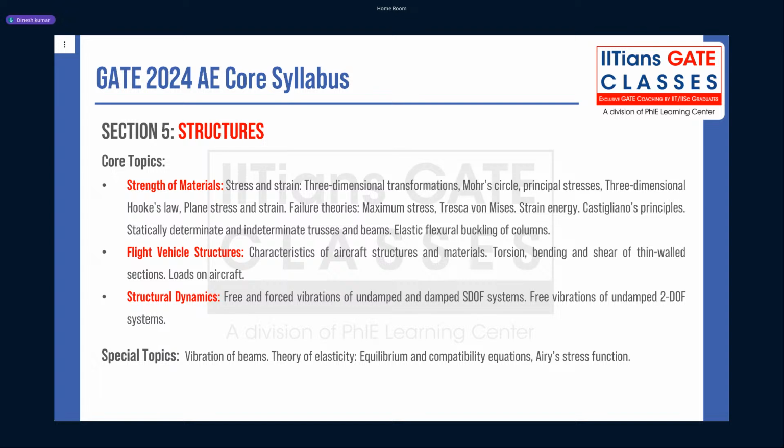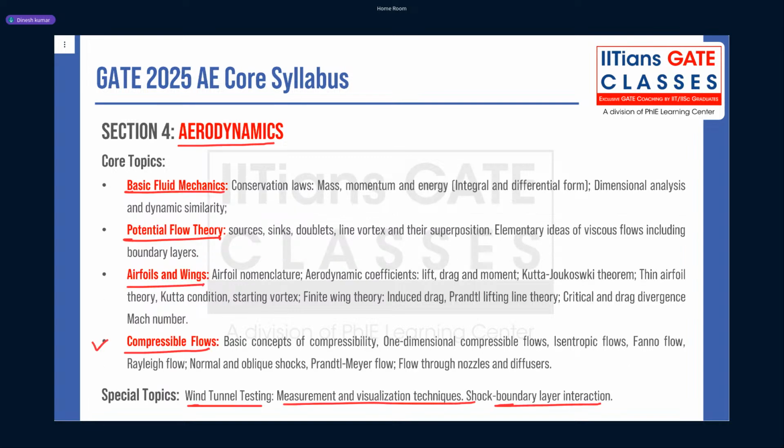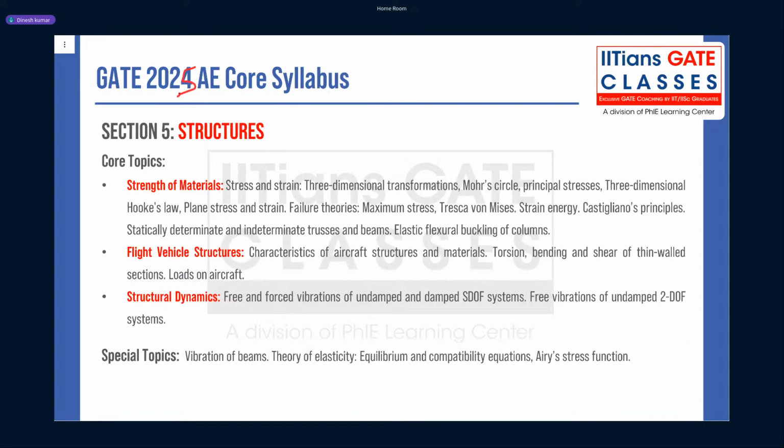Now, this is 2025. Okay, the 2025 structures. So in structures, we have again three subjects. One is strength of material, and before strength of material, guys, there is a prior subject called engineering mechanics. Okay, engineering mechanics. So in IGC we start with engineering mechanics, then strength of material, and then flight vehicle structure, which is also known as thin walled structure, and structural dynamics, which is nothing but mechanical vibration.